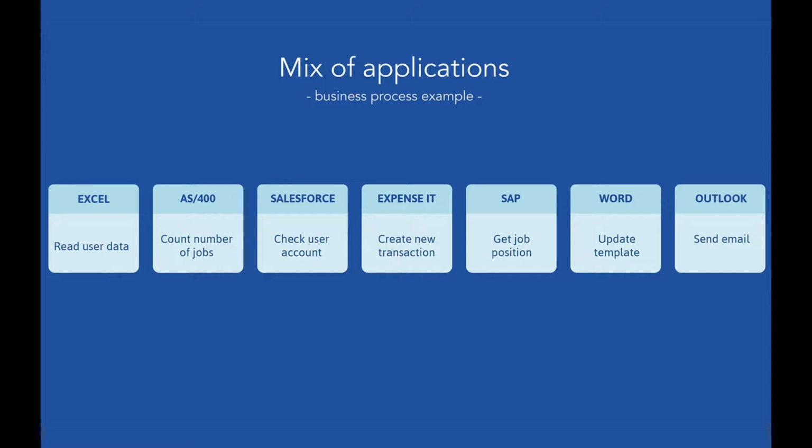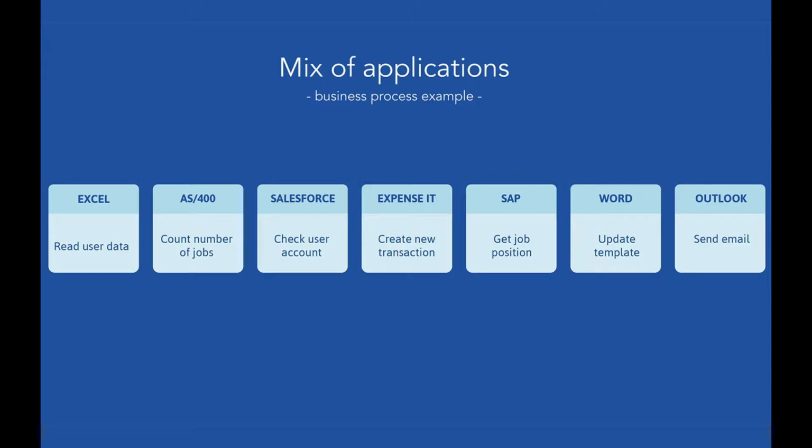The requirement is to gather the missing information for each user in the file and update it in a separate column. In order to do that, we will use several applications: an AS400 terminal, Salesforce, a web-based application, Expense IT, a desktop application, and the SAP platform.